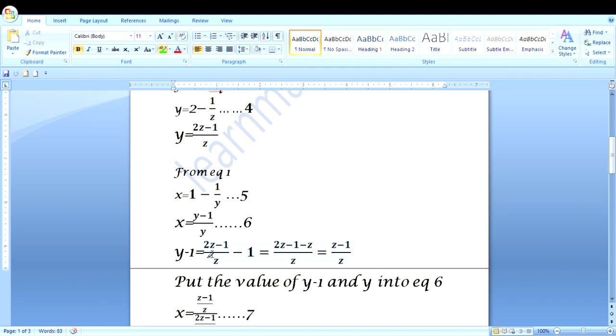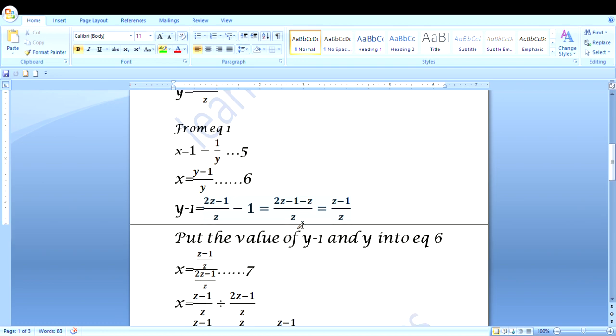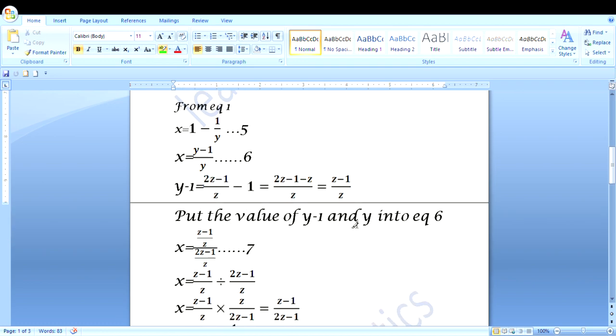So let's find y minus 1. This is y, which is the expression 2z minus 1 over z, minus 1. If we simplify this as a fraction, this is 2z minus 1 minus z, plus minus z times minus 1 is minus z, divided by z. Simplifying, this becomes z minus 1 over z. That is the expression for y minus 1. So let's put the value of y minus 1 and y into the equation for x.